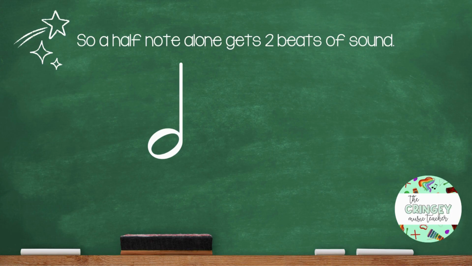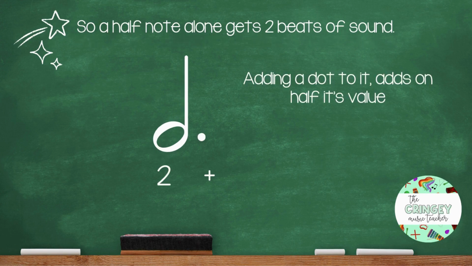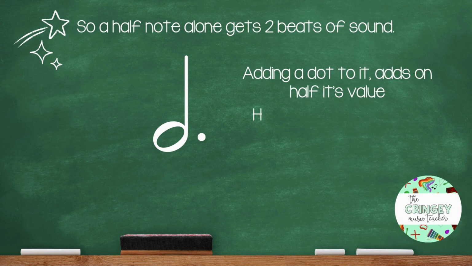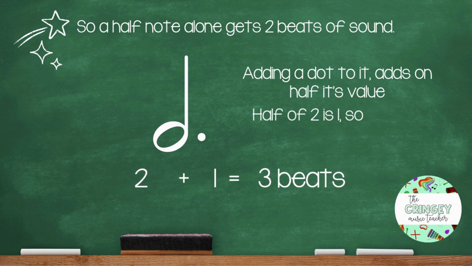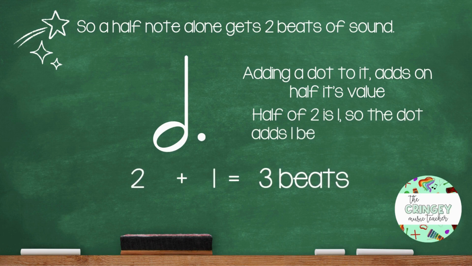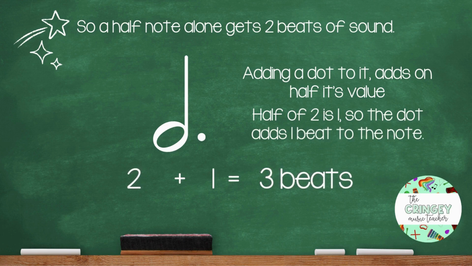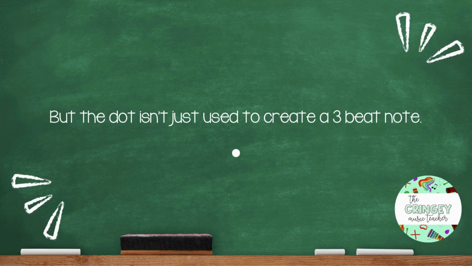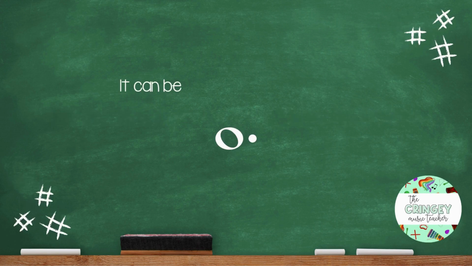So a half note alone gets 2 beats of sound. Adding a dot to it adds on half its value. Half of 2 is 1, so the dot adds 1 beat to the note. 2 plus 1 is 3, so it gets 3 beats. But the dot isn't just used to create a 3-beat note. It can be added to a whole note.